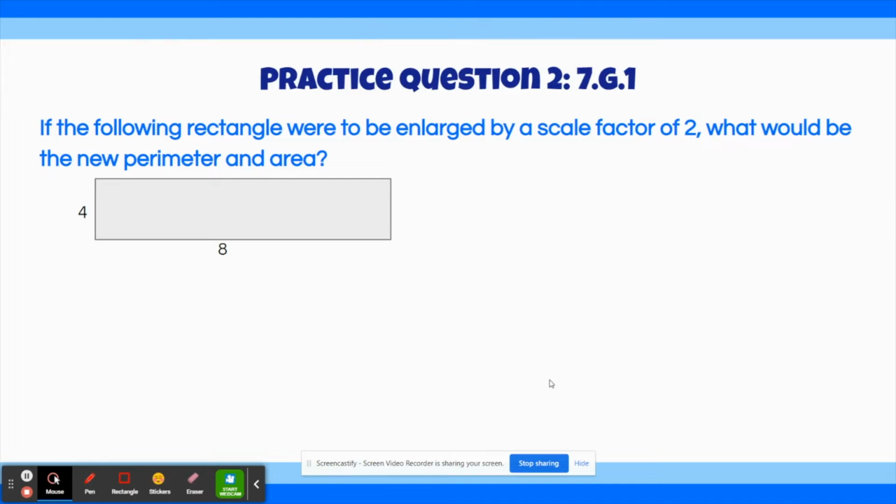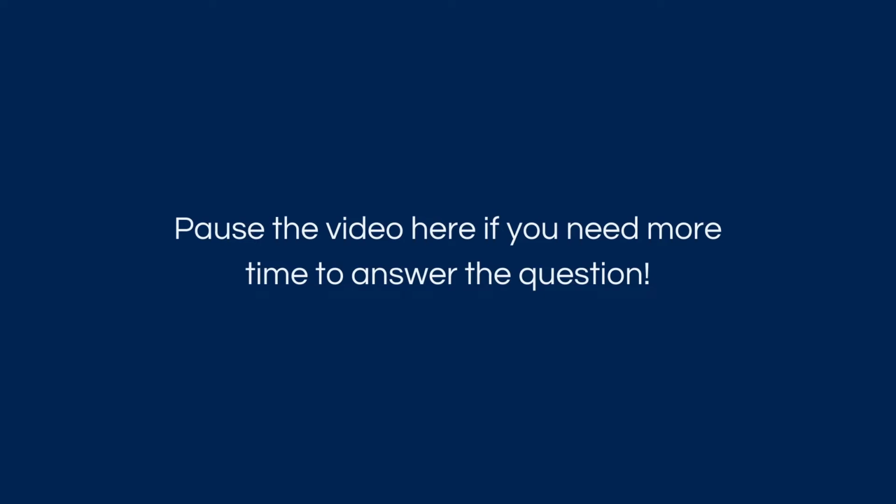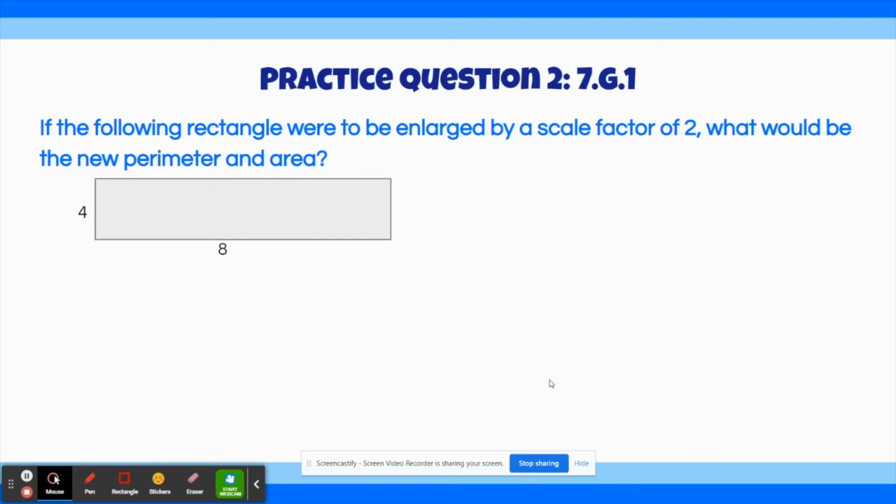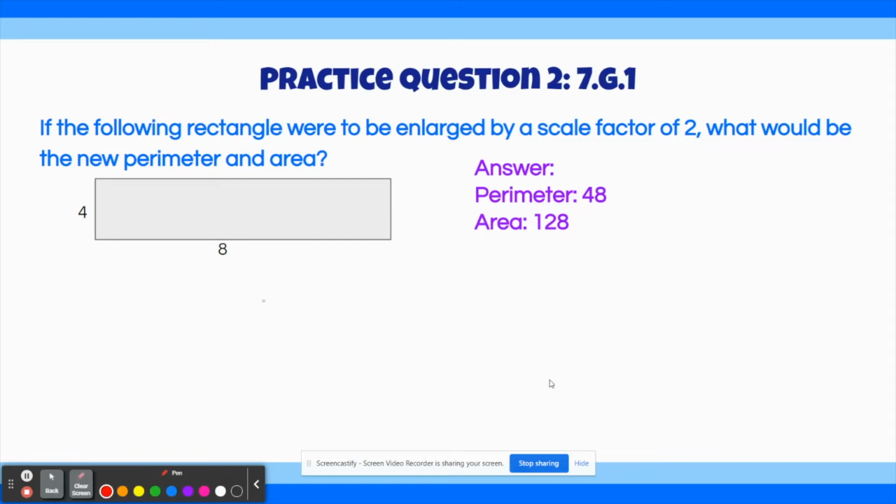Question number 2 says, if the following rectangle were to be enlarged by a scale factor of 2, what would be the new perimeter and area? Okay, the correct answer to this question is a perimeter of 48 and an area of 128. Enlarged by a scale factor of 2 means each side length is multiplied by 2. So I'm going to draw out a new rectangle.